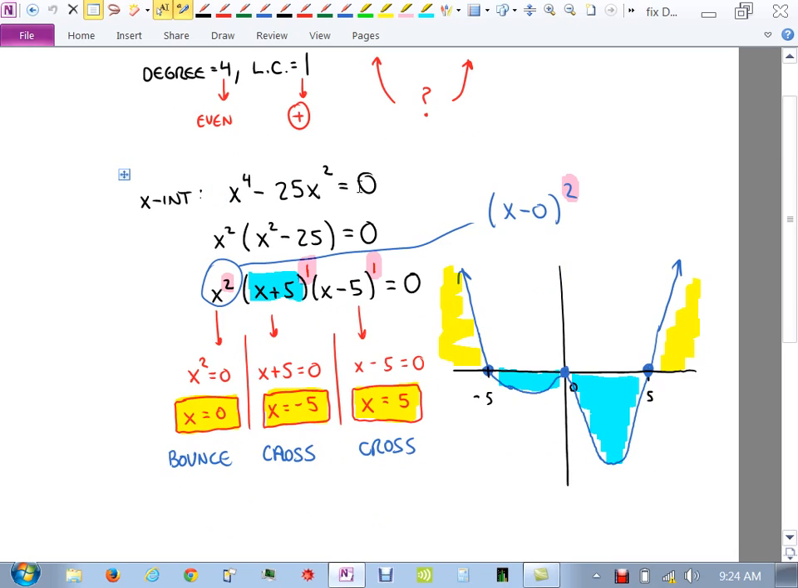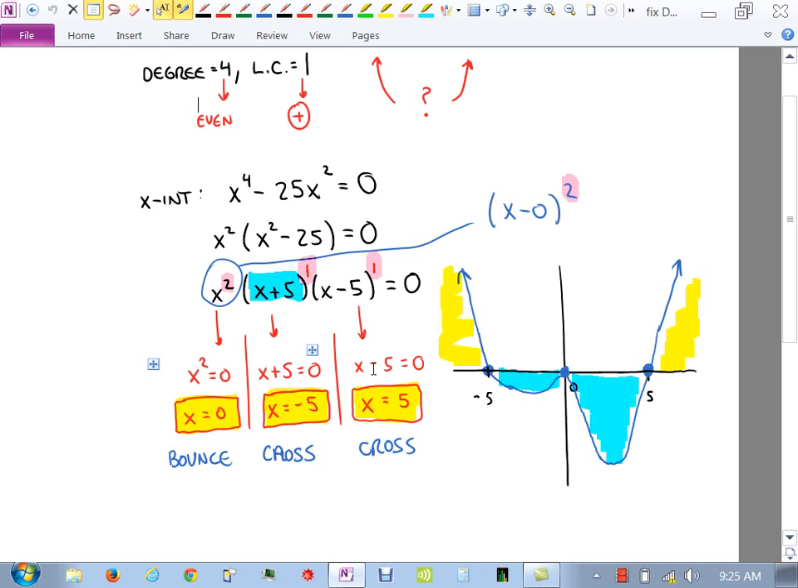So we take the function, set it to 0, we factor a GCF out, x squared, then what remains inside the parentheses here is a difference of squares. Now I set each of these equal to 0. I get 3 solutions, 0, -5, and 5.